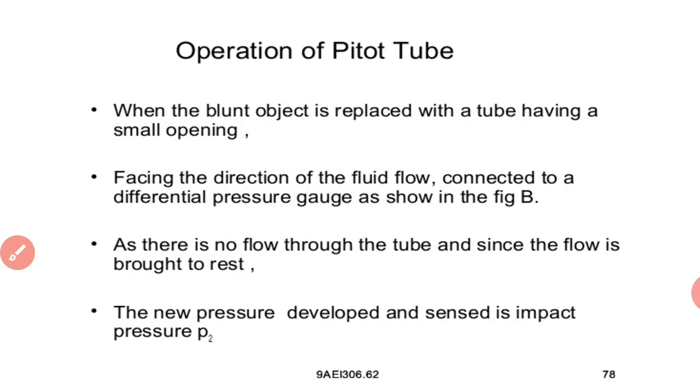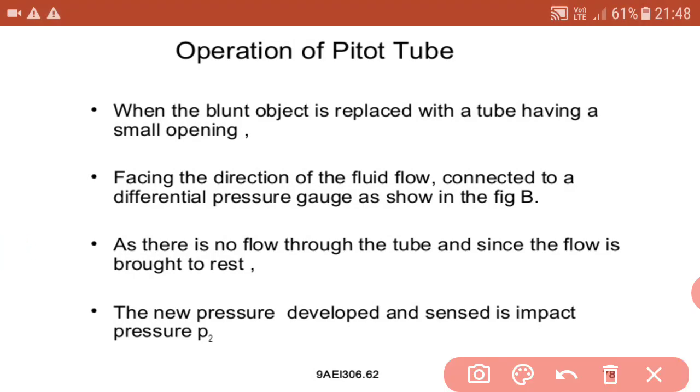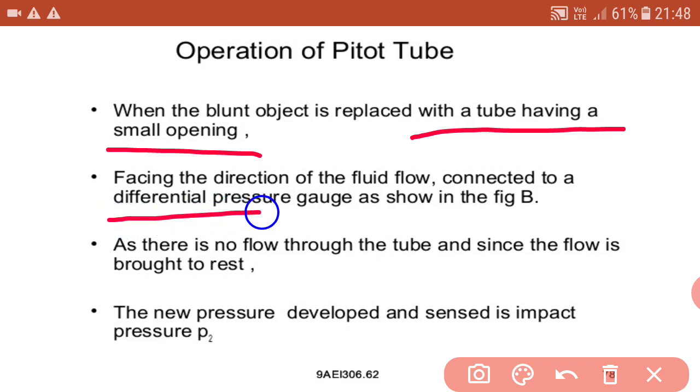Now, operation of the Pitot tube. When the blunt object is replaced with a tube having a small opening facing the direction of the fluid flow, connected to a differential pressure gauge as shown in figure B. So in place of a blunt object, if we place a tube with a small opening, its face should be in the direction of the flow, and it is connected to a differential pressure gauge.